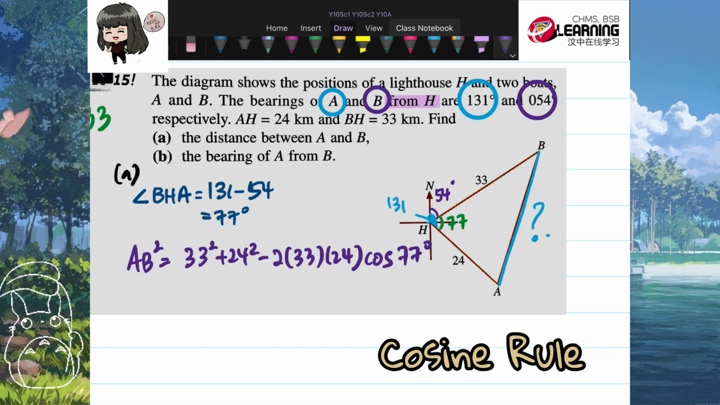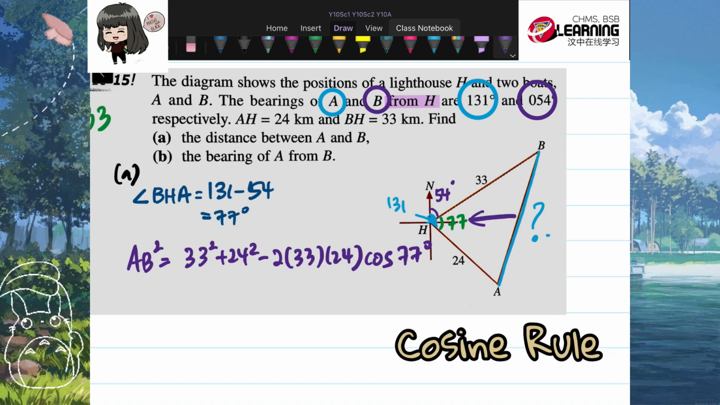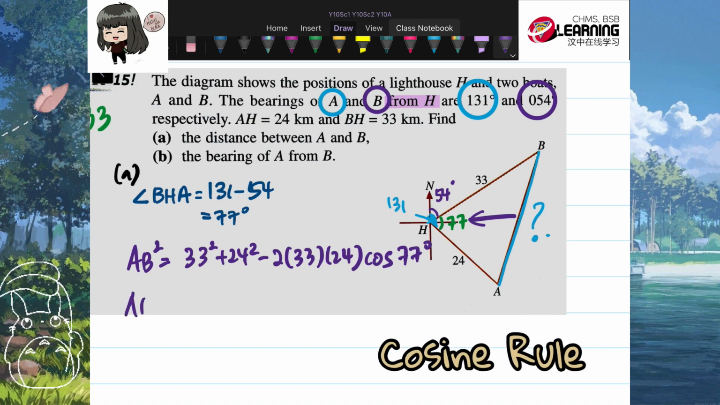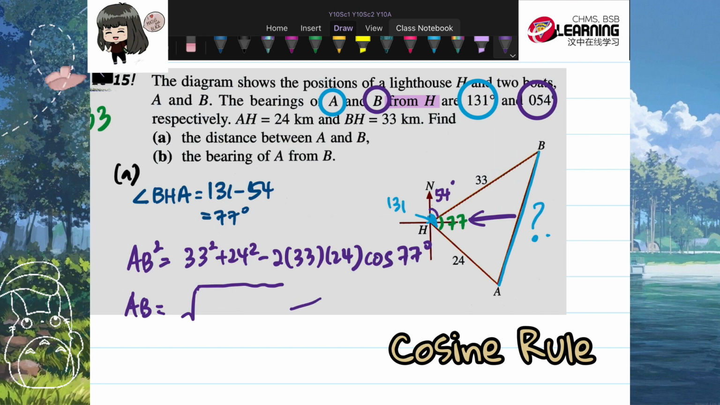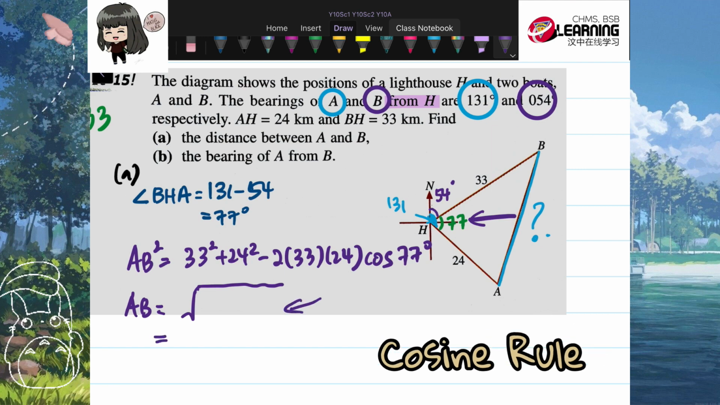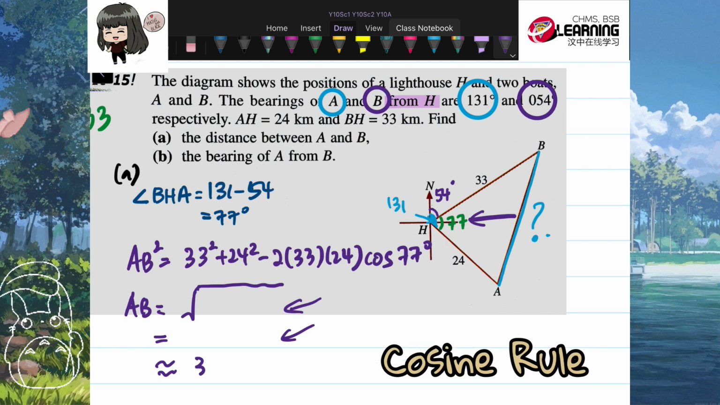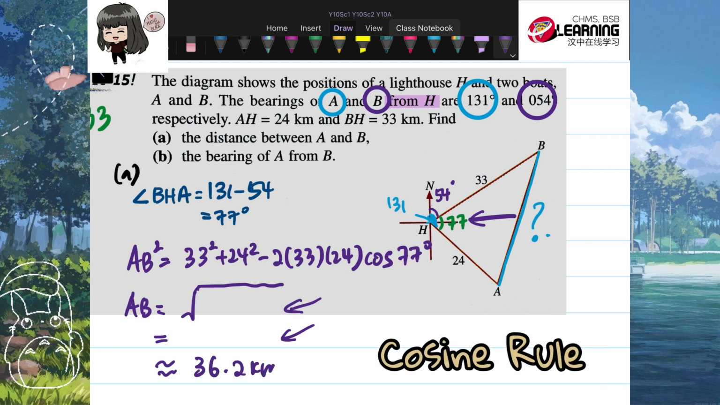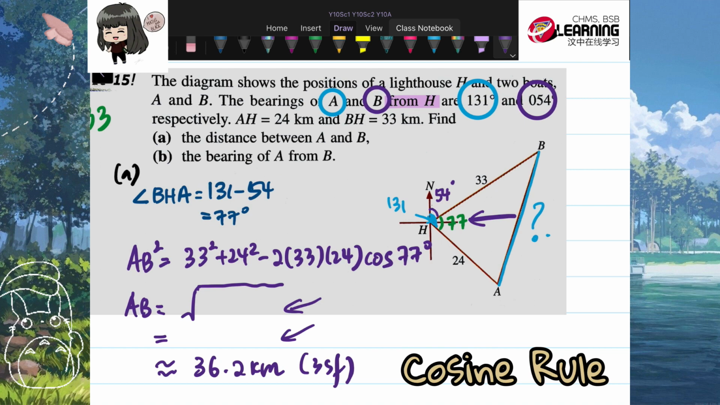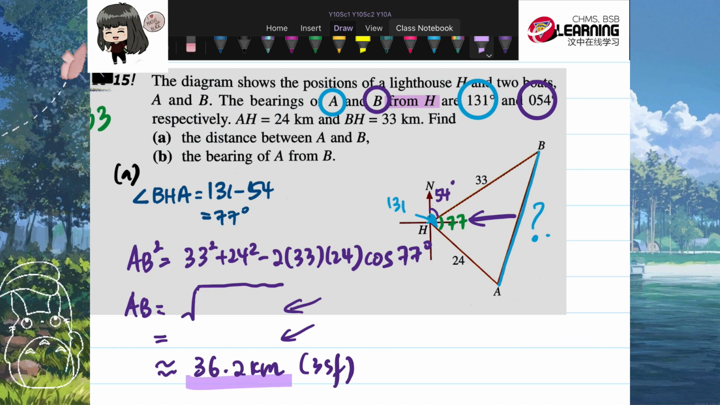Remember, when you want to find AB, the opposite angle that you want to use is angle 77. So AB equals the square root of what number? You fill it in yourself. And then it equals what number? Also fill in yourself. And then to 3 significant figures, it is 36.2 kilometers. Okay, so this is the answer.